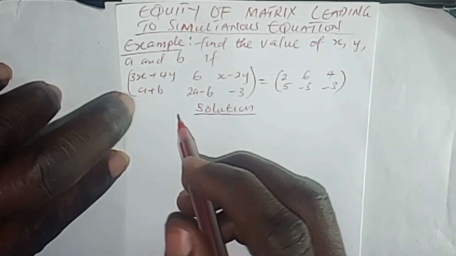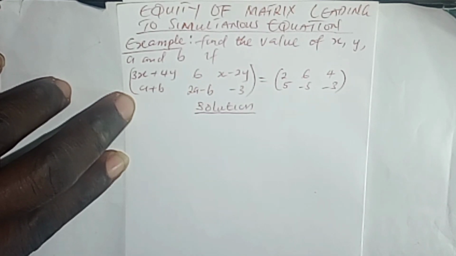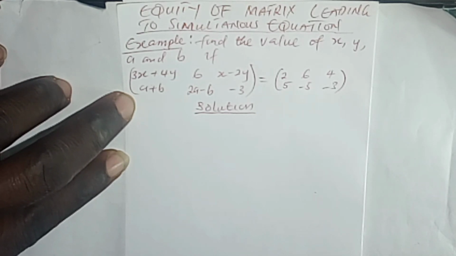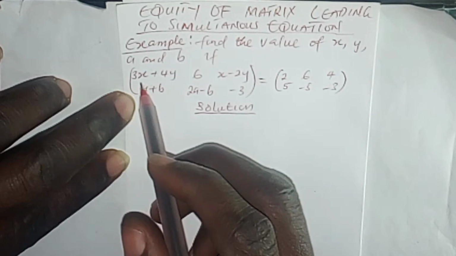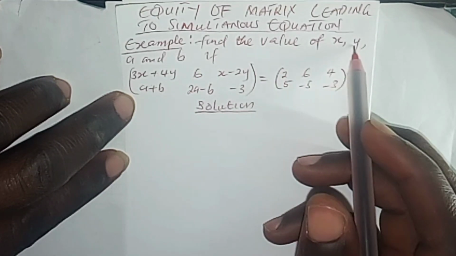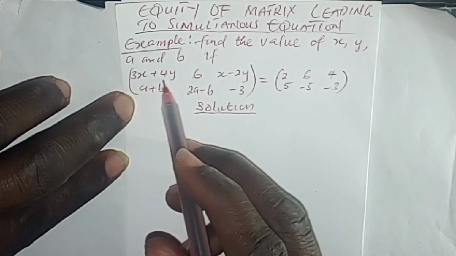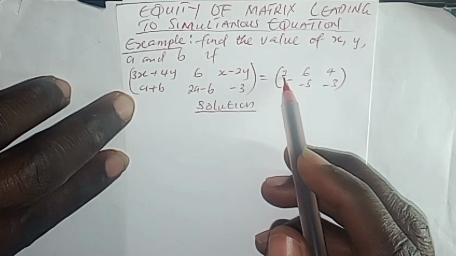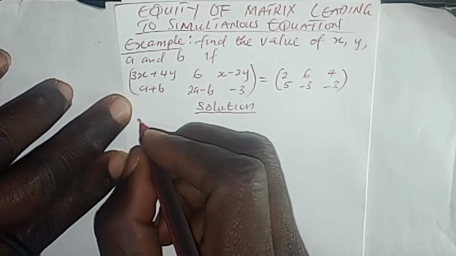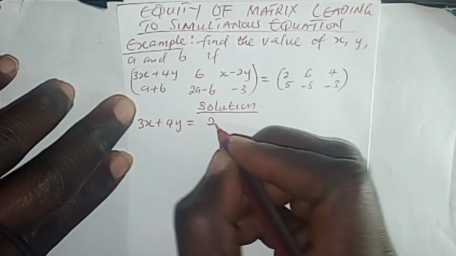First of all, we know the rule of equality of matrices: when two matrices are equal, the corresponding values are equal. When we are asked to find x and y, a and b, let's first find x and y. By looking at this, 3x + 4y is equal to 2 because their values correspond.